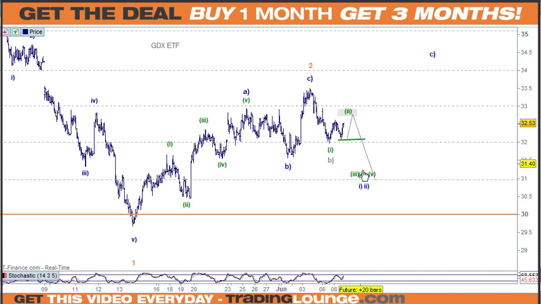If it does drop down through here, that means that US spot gold can do the same. It can move up to this point, or it can move down here. But that low is critical at this point.